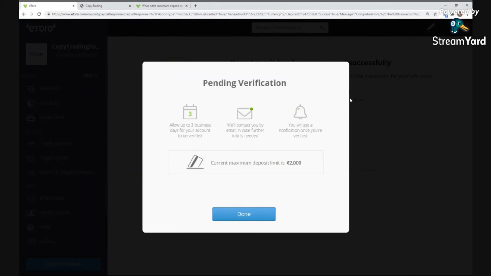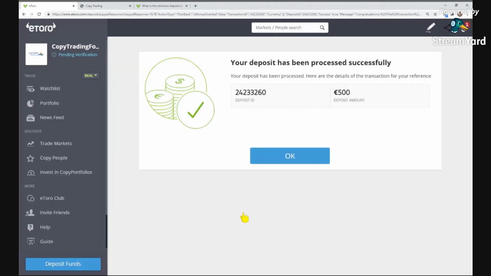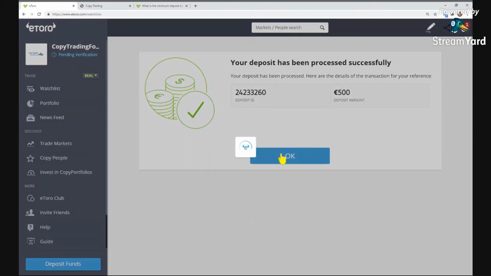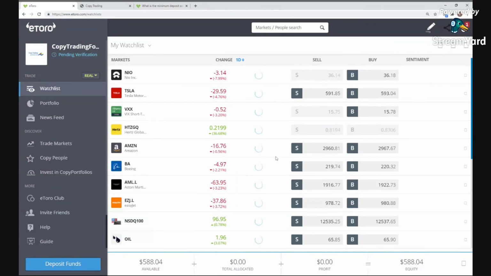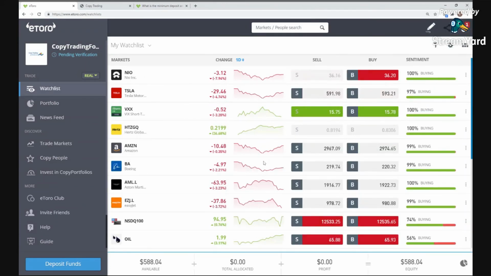Exciting times to set up your new account, or if you want to set up a second account, remember that you have to contact support to link your phone number. Pending verification: allow up to 3 business days for your account to be verified. We will contact you by email if we need further info. You will get a notification when you are verified, and up the top here, you'll see a green mark when it is verified. So that's the whole process there. My next video will be when I get verified, but let's see how long it takes for me.